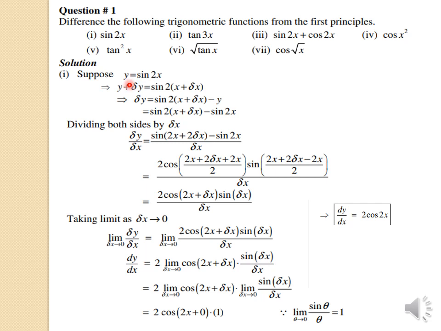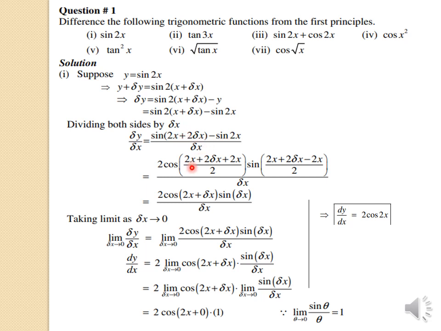Let's suppose y equals sine 2x. So what is the first step? Replace y by y plus delta y and x by x plus delta x. Similarly, we find the value of delta y, so y shifts to the other side, and next we put the value of y, which equals sine 2x. So student, dividing both sides by delta x, we get delta y upon delta x on the left and delta x in the denominator on the right. Here we apply the sum and difference formula.